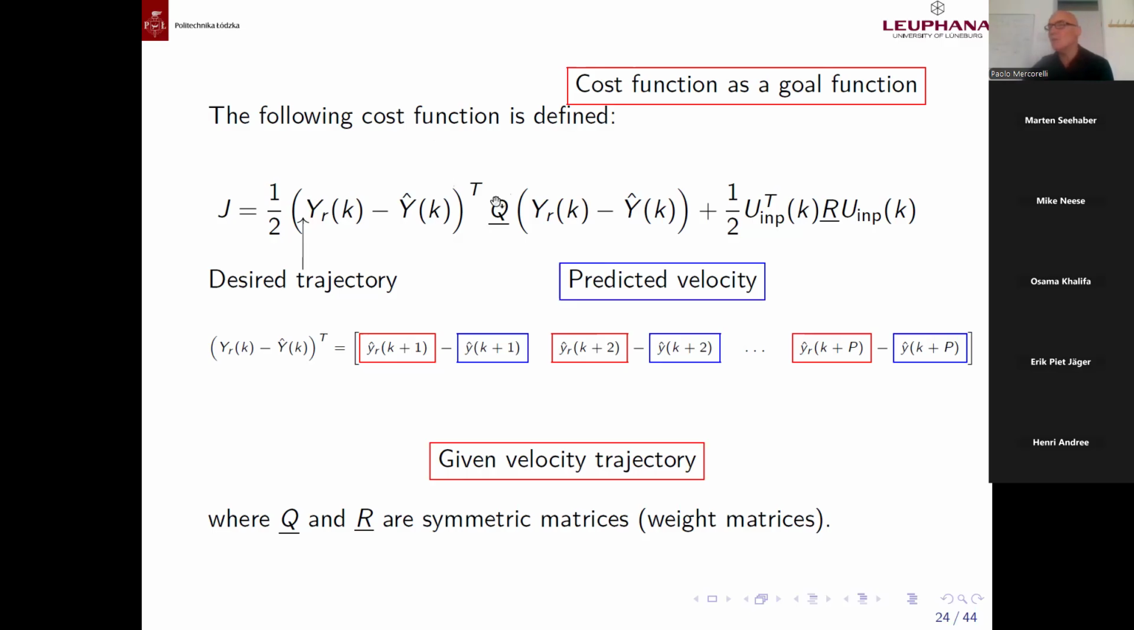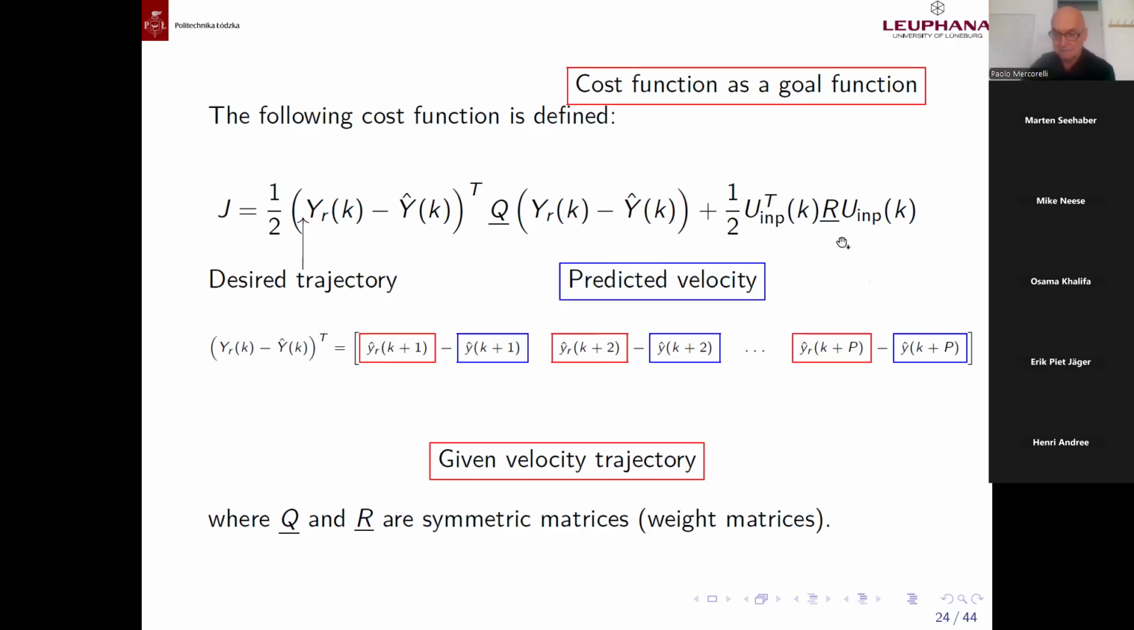Let's consider now Q as an identity matrix at this point. The row multiplied in a column with the same value, we have the sum of the error square. This means this first part can be easily interpreted as the sum of the error square plus 1 divided by 2. 1 divided by 2 is there just formally. I will clarify why this 1 divided by 2 is there. And here is the same concept.